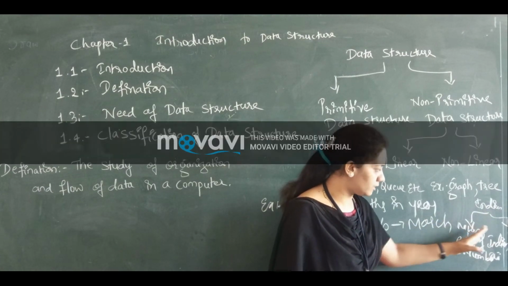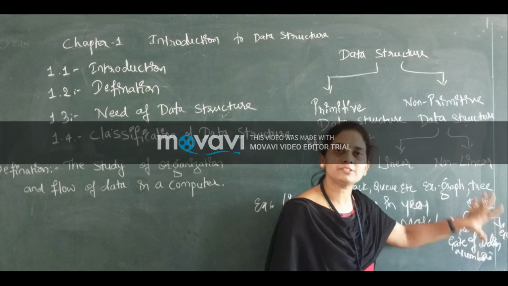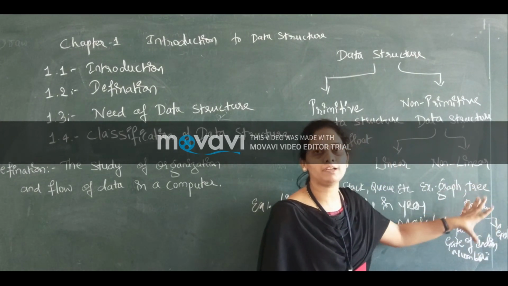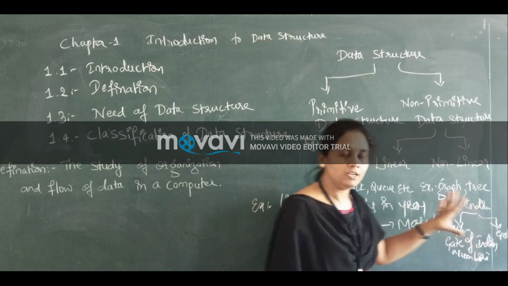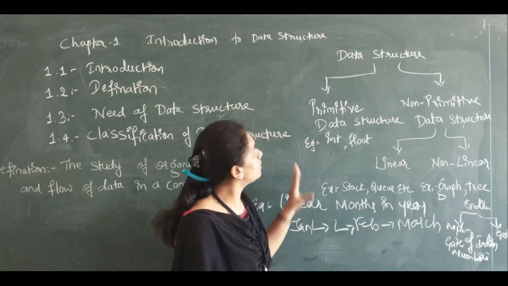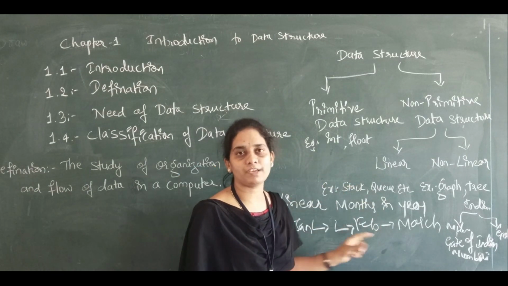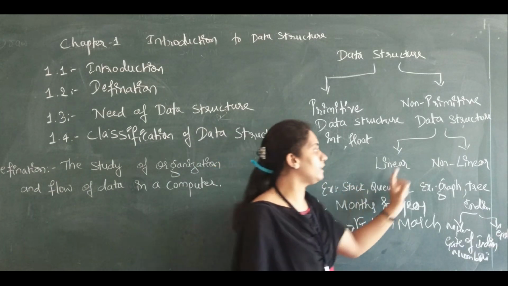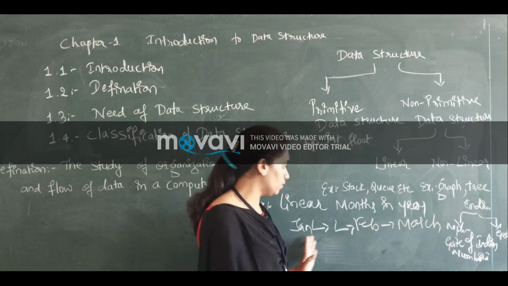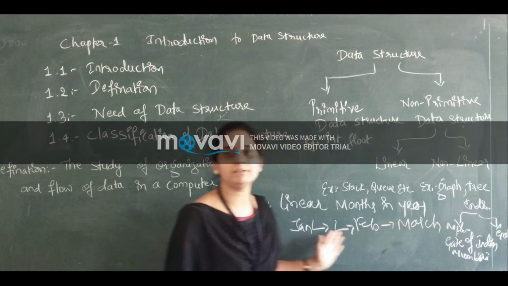This is how such kind of data should be stored in our computer. So we are creating a structure, or giving a structure, to such data. So we are going to study data structures. This is about data structure, the classification of data structure, linear and non-linear. These are the examples. When you go through such real world examples, it will be clear for you.